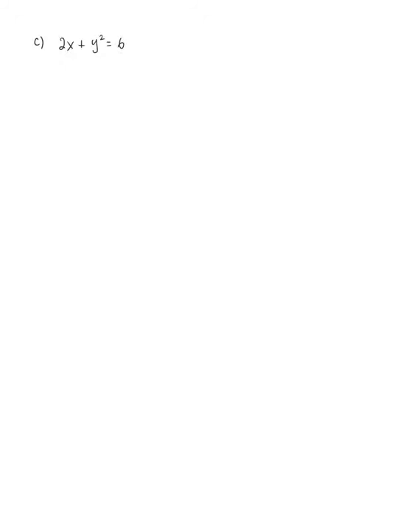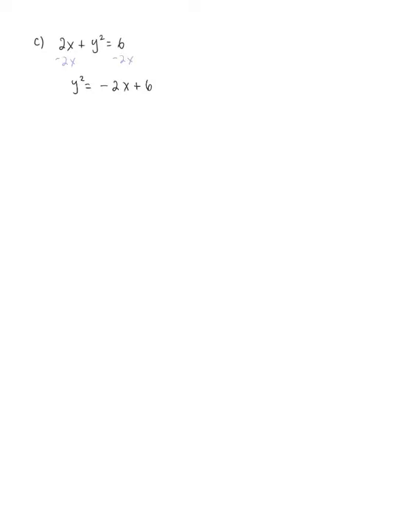So part C, we're given 2x plus y squared equals 6. So again, if I were you, I will solve for y. Okay, so in order for us to solve for y, you need to subtract 2x from both sides. Then you're going to have y squared equals negative 2x and then plus 6. All right, but I need to solve for y. I don't want y squared. So what we need to do is we need to take the square root on both sides.